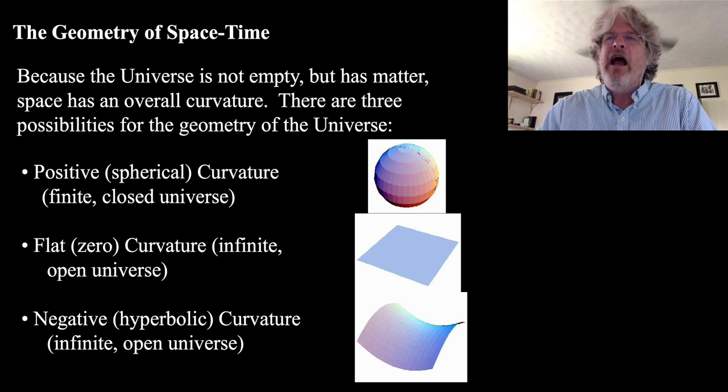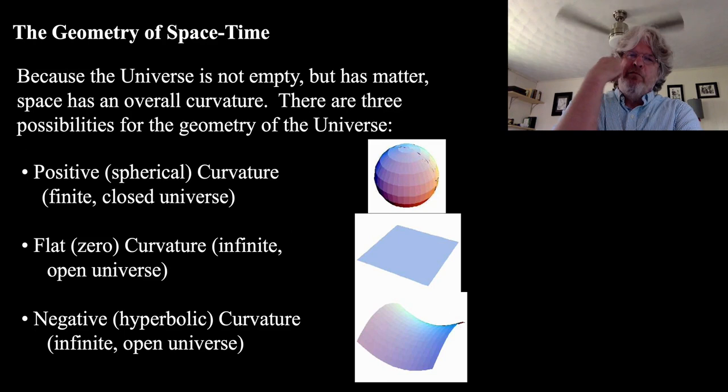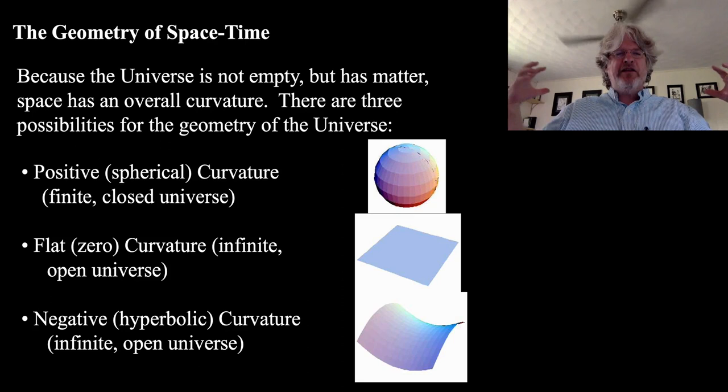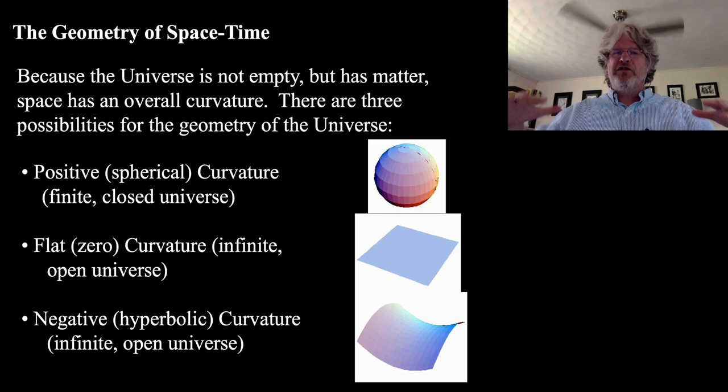But that's the basic idea of what we think was happening in the early parts of the universe. And it's fun to think about the implications for all this: that the universe, because it's not empty, because it has matter in it, that matter pulls on space-time, and the universe itself has a curvature to its space. And you can think about three different kinds of curvature.